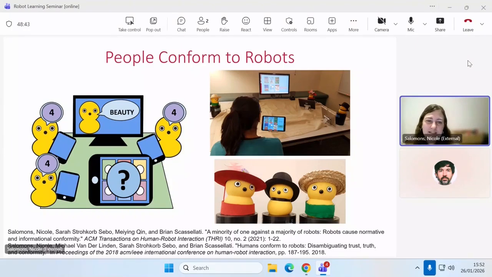So we had this task where an additional robot would first give a clue, let's say give the word beauty, and then the user needed to select what answer or what figure best represented beauty on a tablet. And we were curious when the user knew that all three robots chose a different answer than them, would the user conform to the answers of the robots? And we saw that in about 30 to 40% of cases, people did change their answers based on the robots.